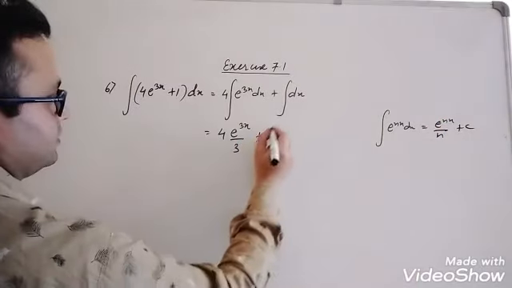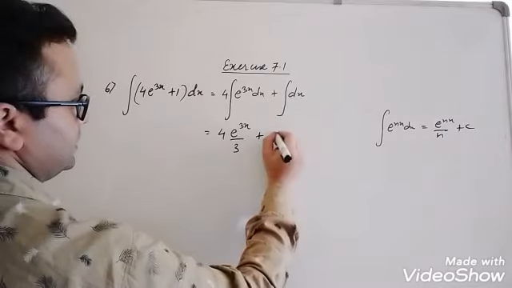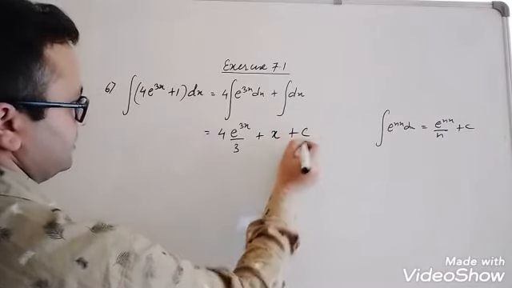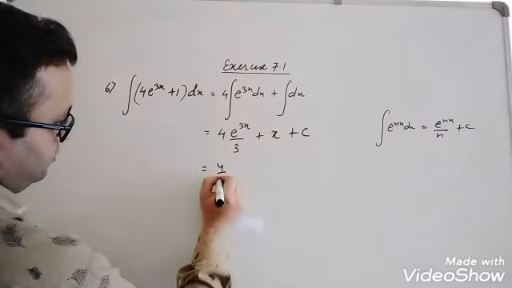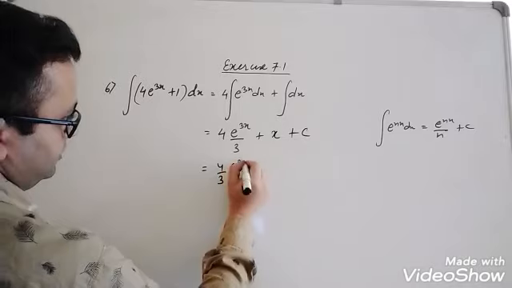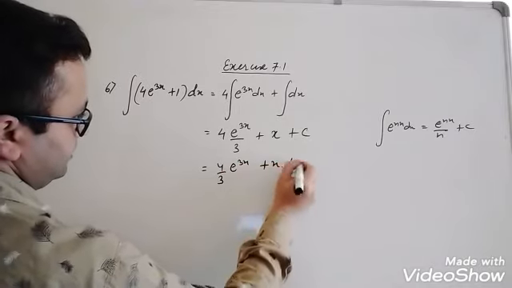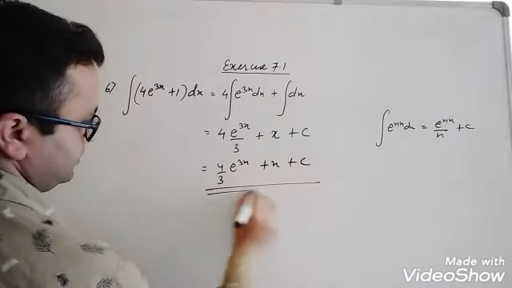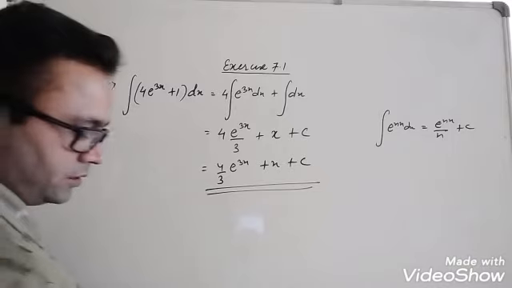So plus, what is the integration of dx? It is x plus c. So this equals 4 by 3 e to the power 3x plus x plus c. This is the answer. Now question number 7.